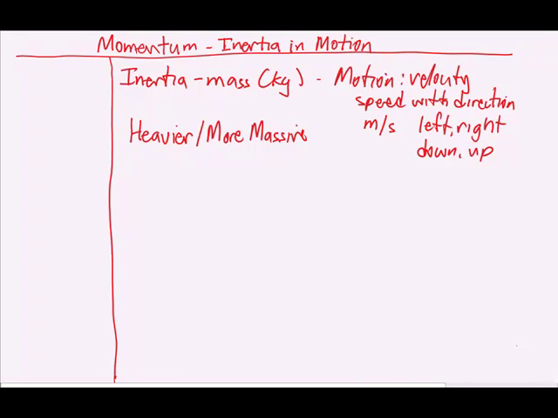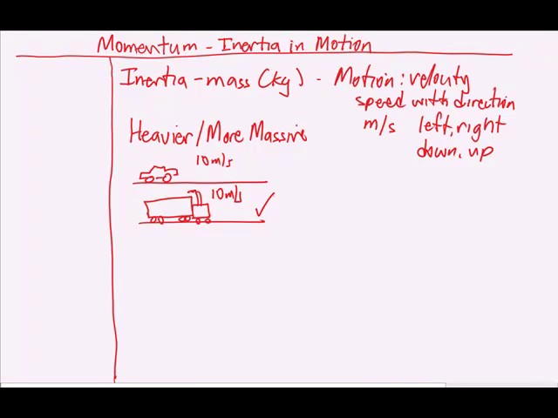We know that heavier objects are more difficult to stop. Say I have a small car, and it's going along at, say, 10 meters per second. It's about 20 miles per hour. And I also have a large truck, also going at 10 meters per second. That truck is going to be much more difficult to stop.